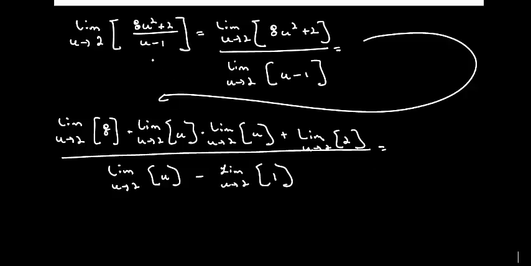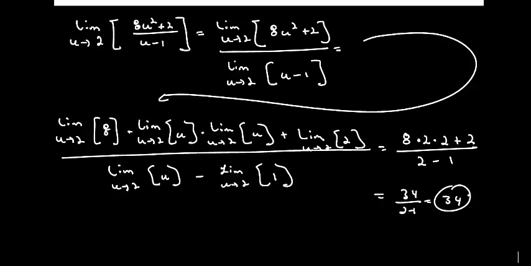Okay, so I want to see from here to here. Now the limit as u approaches 2 of 8 is 8. Constant rule. Identity rule. Identity rule. Constant. Identity. Constant. So 8 times 2 times 2. 8 times 2 is 16, times 2 is 32, plus 2 is 34, over 2 minus 1, which is 1. So you get this limiting value of 34.